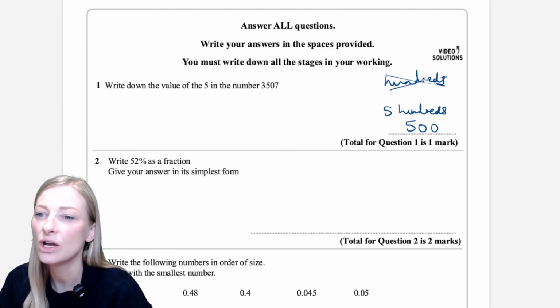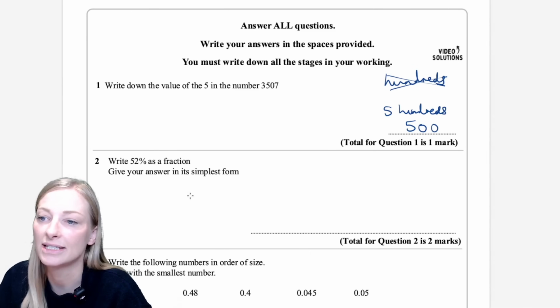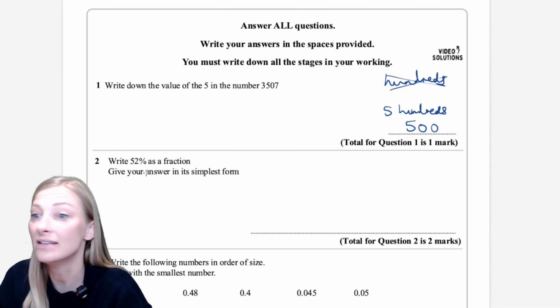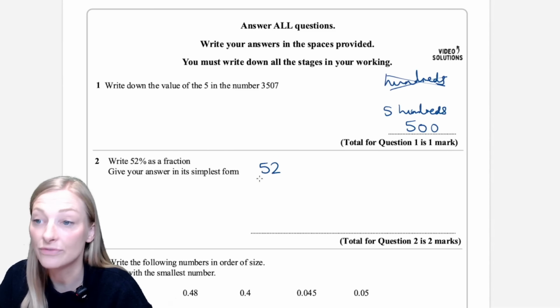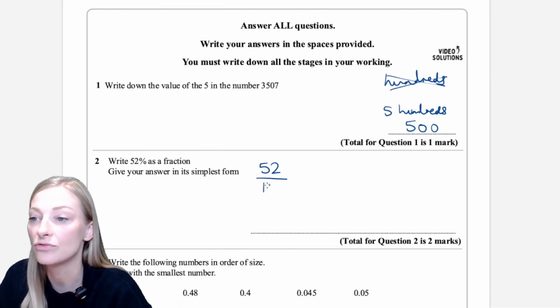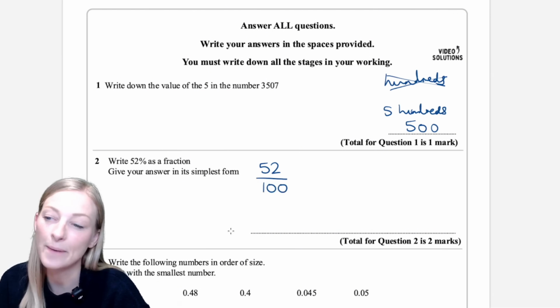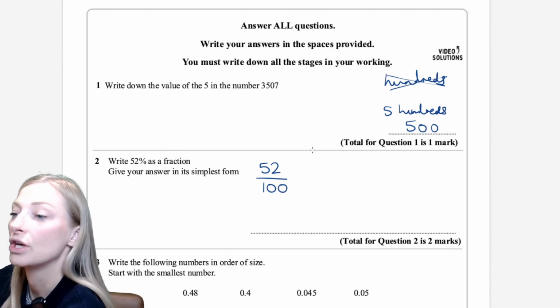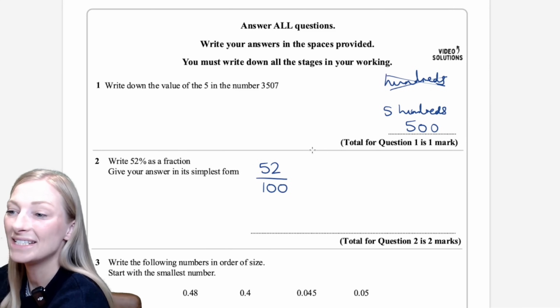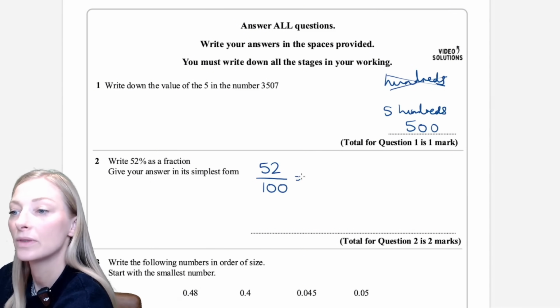Question number 2, write 52% as a fraction. Give your answer in its simplest form. So percent means out of 100. 52% means 52 out of 100. And then we're looking to simplify that. They're both even, so they're both in the 2 times table. So I'm going to divide by 2. And dividing by 2 gives me 26 over 50.